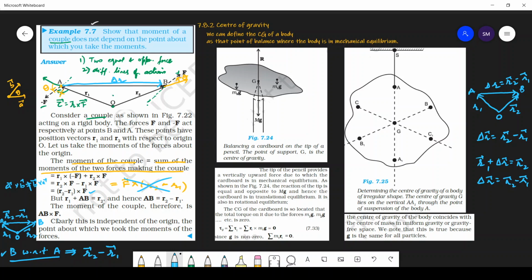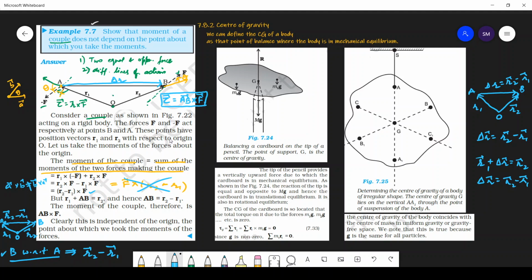Is it okay? So AB cross F. So what is the torque acting in this case? So net torque acting in this case is equal to AB cross F. Students, this is a very important formula. You will need it in chapter 1 in class 12th also. So very important. Tau is equal to AB cross F. Okay. Is this clear?